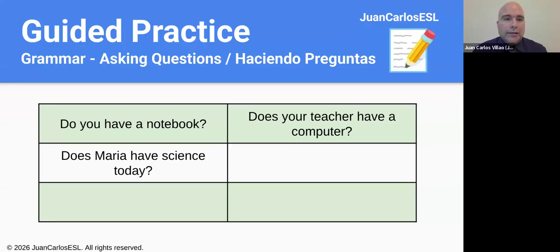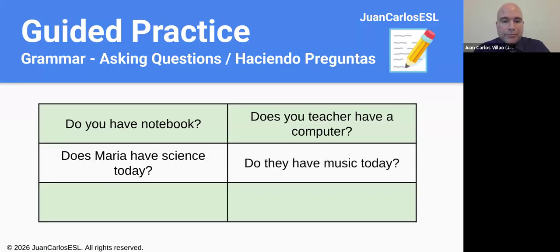Does Maria have science today? Entonces aquí estamos preguntando si María tiene ciencias hoy. So here, when the subject is Maria, the name of a person, is third person and singular, you initiate the question with does. Does Maria have science today? We're still using our verb have. Entonces todavía nos toca utilizar el verbo tener o tiene. And does Maria have science today? ¿Tiene María ciencias hoy?